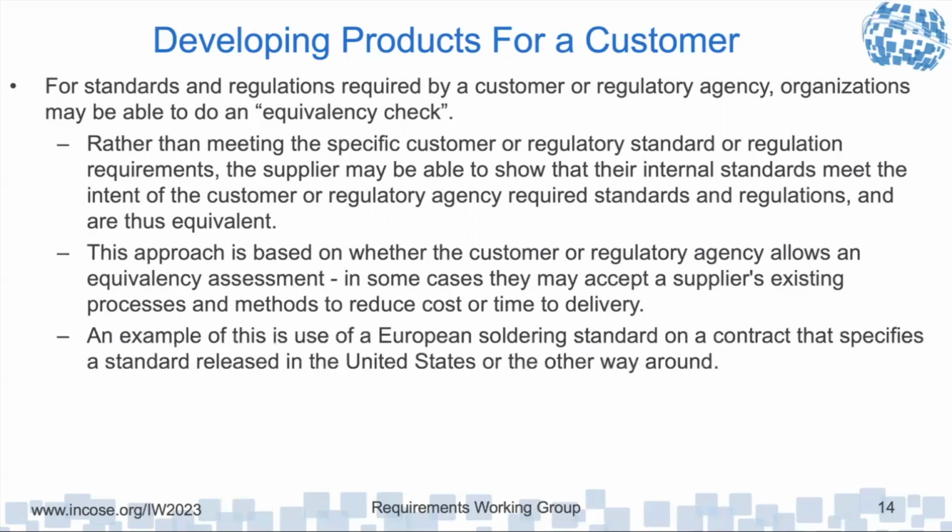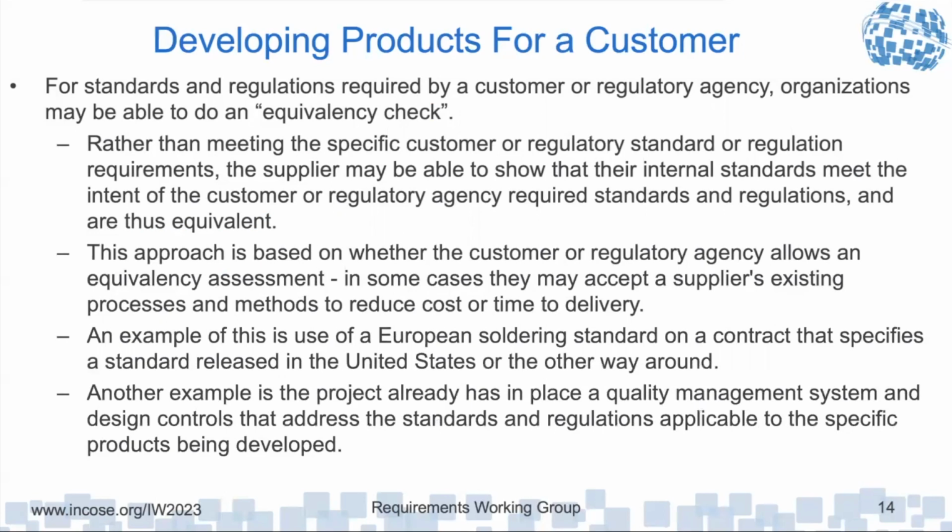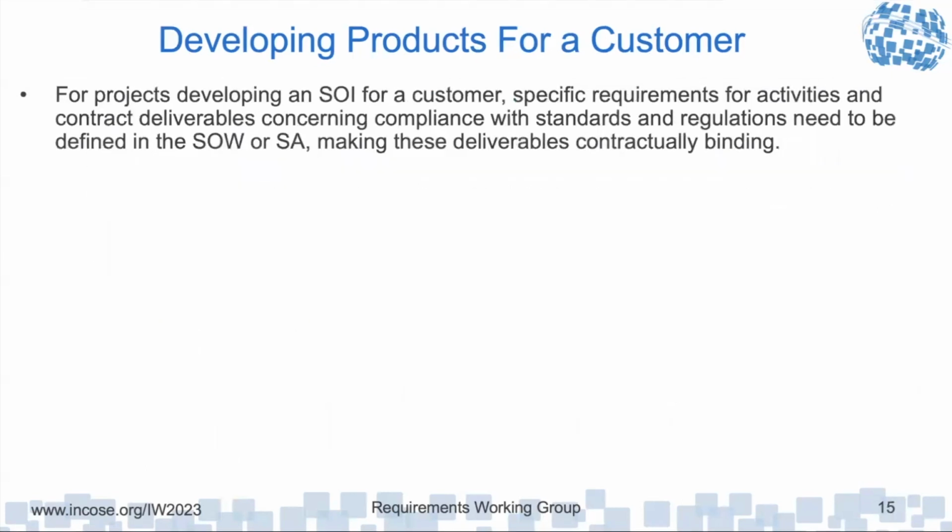An example of this is having a European soldering standard on the contract that specifies a standard released in the United States, or the other way around. Or a project, like I said, already has a quality management system and design controls in place, and that's applicable to that product line, and thus can show equivalence.